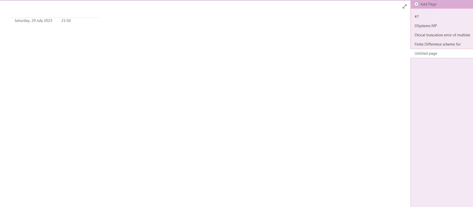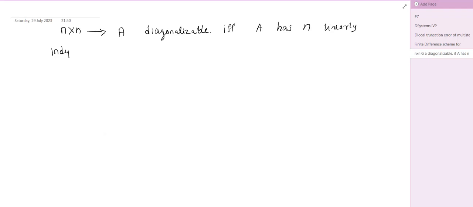Here we have the diagonalization theorem. The diagonalization theorem talks about any n cross n matrix. Let us consider any n cross n matrix, say A. I say that it is diagonalizable if and only if A has n linearly independent eigenvectors.